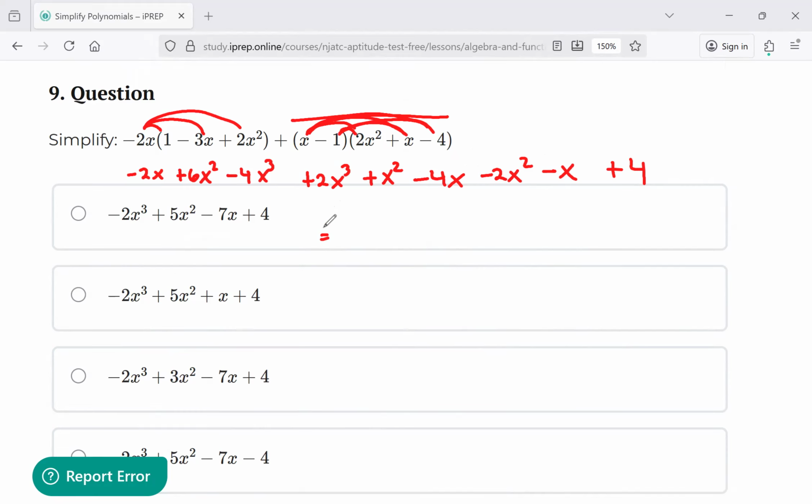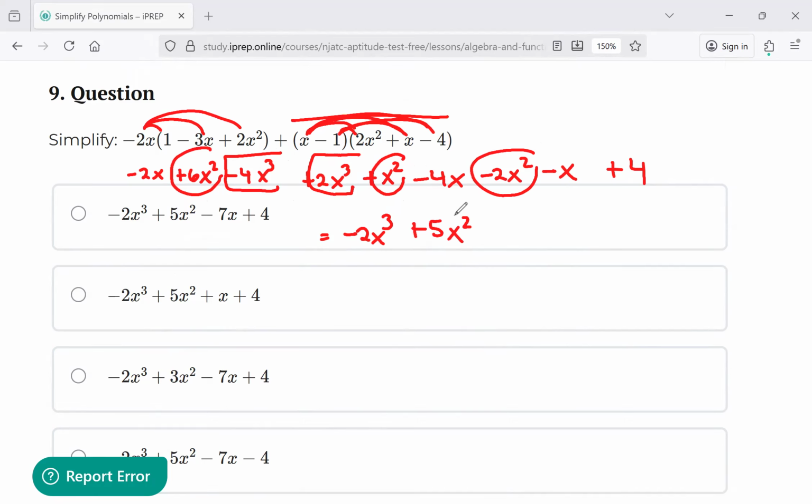And then it's all about collecting like terms. So go with the highest power. So we have a negative 4x cubed and a positive 2x cubed. Negative 4 and positive 2 is negative 2x cubed. And then we have a 6x squared and a 1x squared and a negative 2x squared. So what is that going to be? 6 plus 1 is 7. 7 minus 2 is 5x squared.